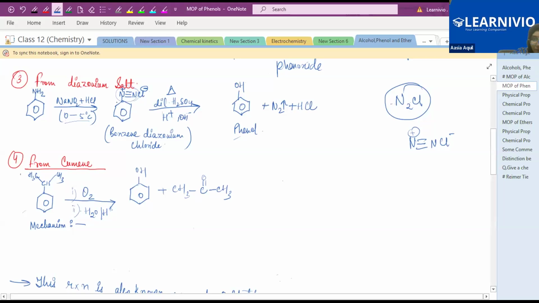So what happens? This N2 is a good leaving group, so it just left. N2 gas is released, and the Cl which has a negative charge gets attached to this H plus, and HCl will be removed. And this OH minus is a nucleophile, right? So it will get attached to this benzene, and you will get a phenol. So by benzene diazonium chloride, you can also prepare the phenol. Okay, just quickly write it down.